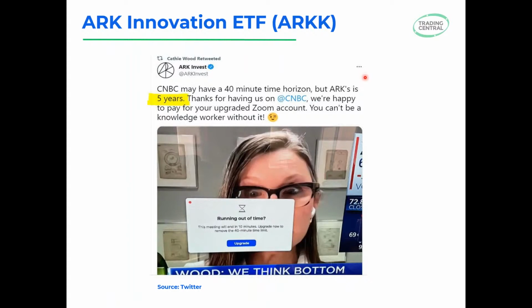Kathy Wood. I know that she is very skillful in investing. But you have to ask yourself if you can follow Ark's investment style or not. I would prefer trading. I would not be holding on a 3 years, 5 years horizon.